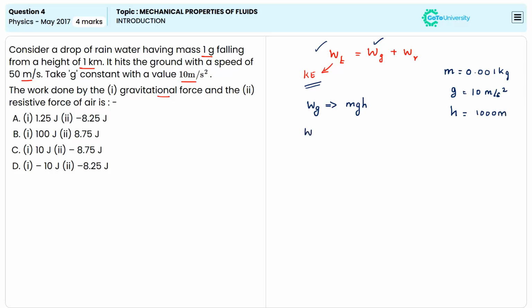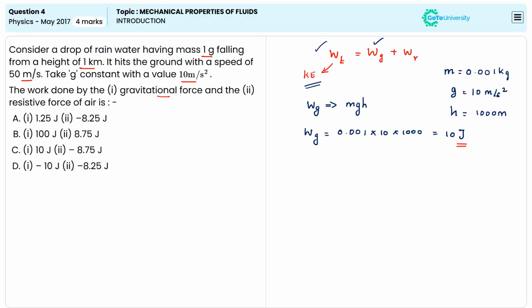When we are applying all the values, Wg, or else we can say the work done by the gravity, will be equal to 0.001 times 10 times 1000, which will be equal to 10 joule. So now we have a value of the work done by the gravitational force, which is 10 joule.